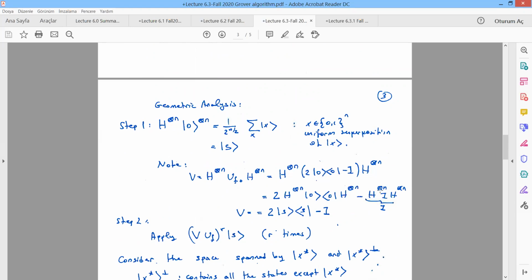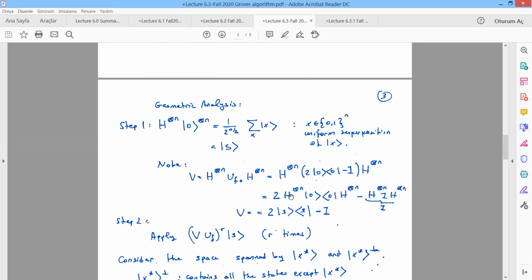But we know that H tensor n is self-inverse. In other words, the inverse of H tensor n is also H tensor n. It's just like the Hadamard operator H, which is the inverse of itself. So likewise, the Hadamard tensor n is also the inverse of itself. So this part is just I.